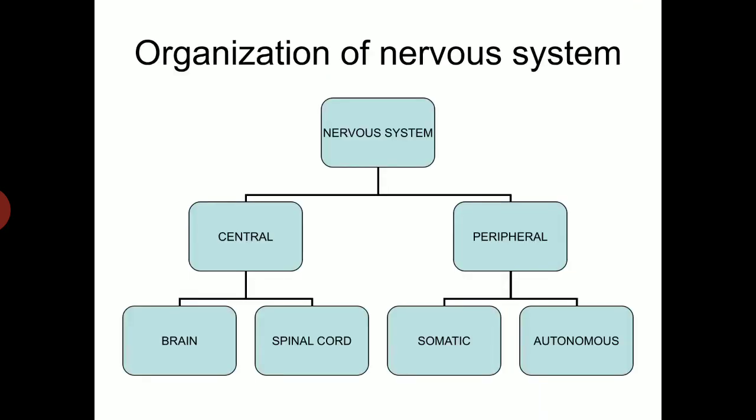Now, organization of nervous system. How is the nervous system organized? It is divided into central and peripheral nervous system. Now this central nervous system is made up of brain and spinal cord. Peripheral nervous system is made up of somatic nervous system and autonomic nervous system.